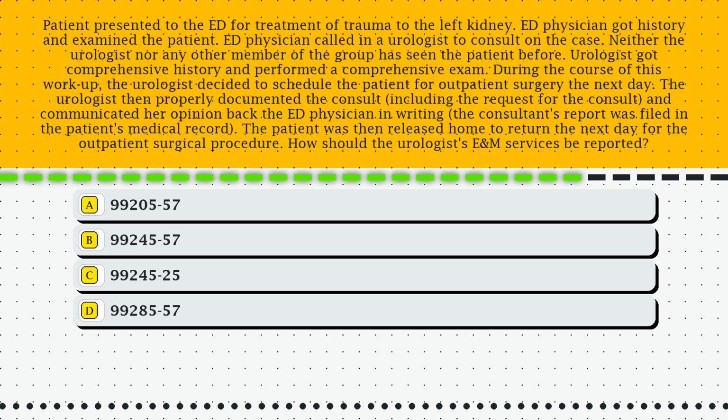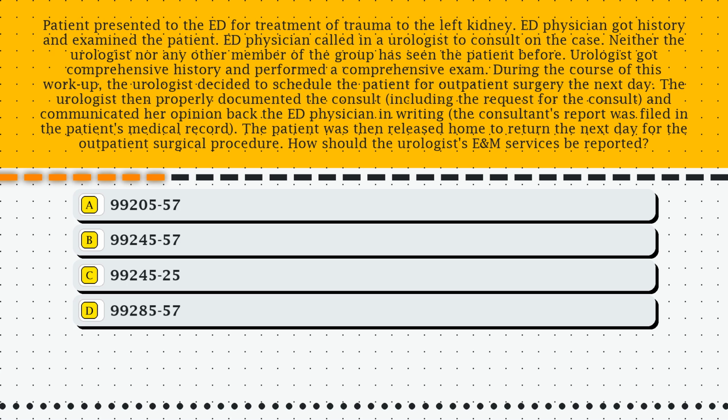Neither the urologist nor any other member of the group has seen the patient before. Urologist got comprehensive history and performed a comprehensive exam. During the course of this workup, the urologist decided to schedule the patient for outpatient surgery the next day. The urologist then properly documented the consult, including the request for the consult, and communicated her opinion back to the ED physician in writing. The consultant's report was filed in the patient's medical record. The patient was then released home to return the next day for the outpatient surgical procedure. How should the urologist's E&M services be reported?